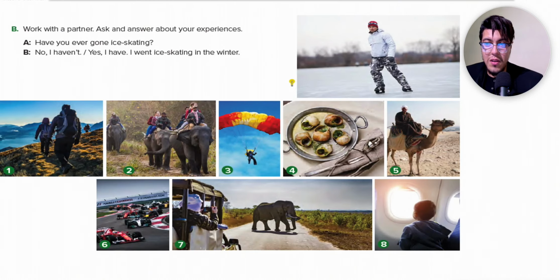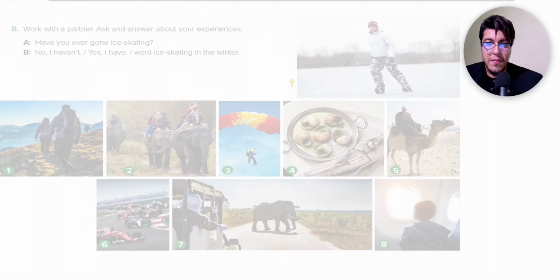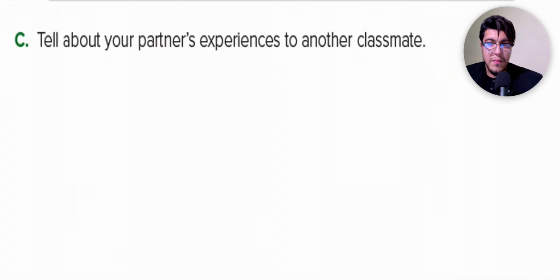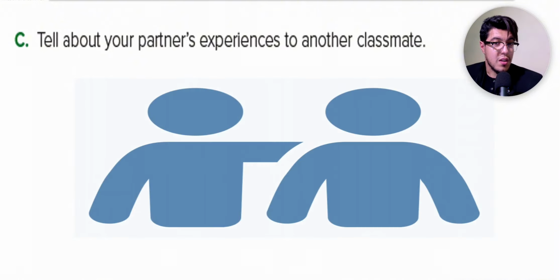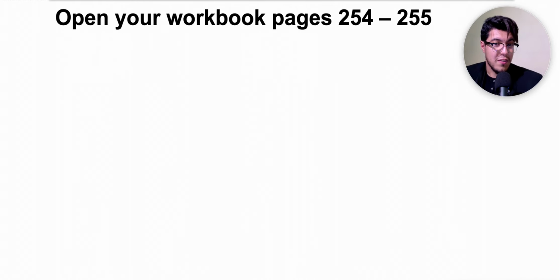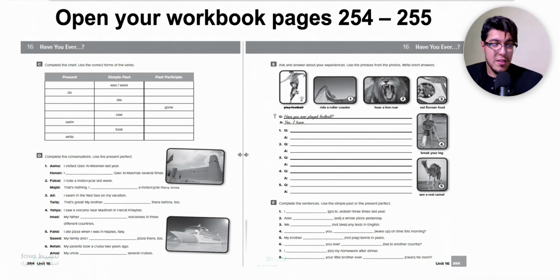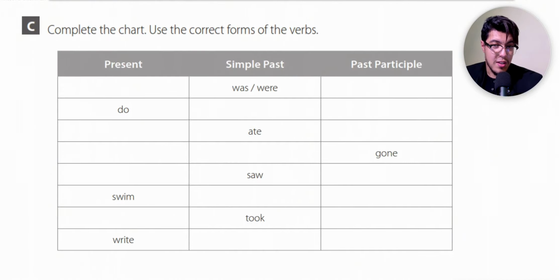And now, look at the following pictures and ask and answer about your experiences on them. Tell about your partner's experience to another classmate in the class. The live session will be so joyful. And for further practice, you can open your book on page 254 and answer the following questions. You can always go back to the end of the video and check your answers. And these are the answers.